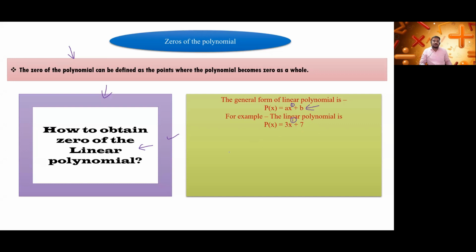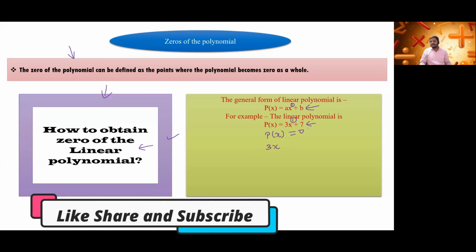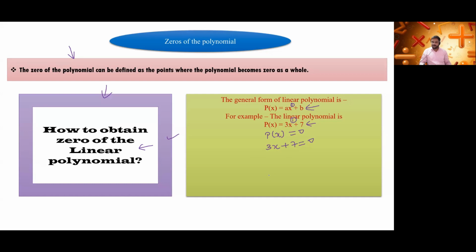Okay, so how to obtain the zero of this linear polynomial? There is nothing special to do. Whether the polynomial is linear, quadratic or cubic, what do we do? We directly take that polynomial and equate it with zero. So here p of x will be equal to 0. That means what can I write? P of x means what? The value of p of x is 3x plus 7. So 3x plus 7 will be equal to 0.